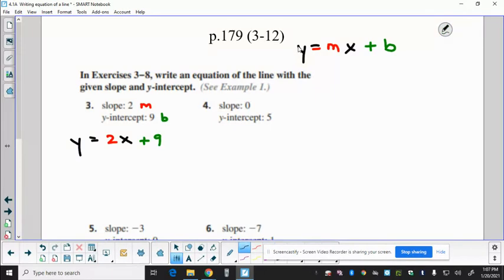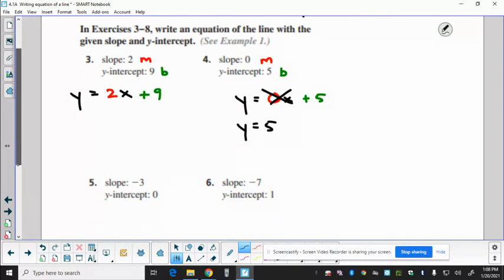And what's going to happen is this is going to help us understand how to write equations that get a little bit more difficult. There's m, there's b. So here we go. Y equals 0x plus 5. Now this one could be written a little bit differently. This is 0. So the actual answer to this one is just y equals 5, which is a horizontal line, right? With 0 slope.